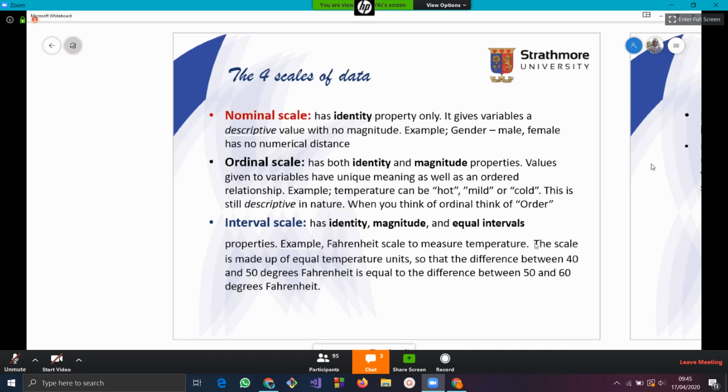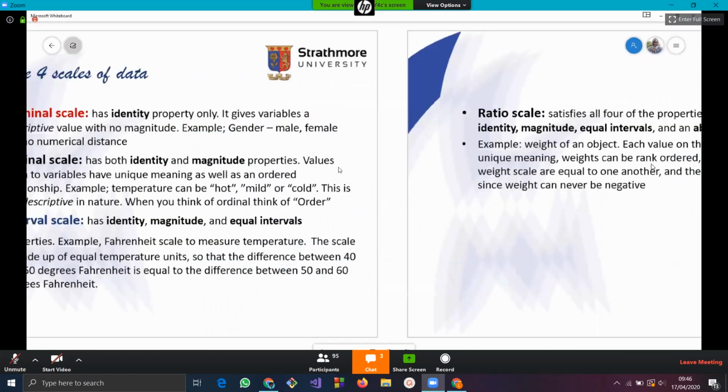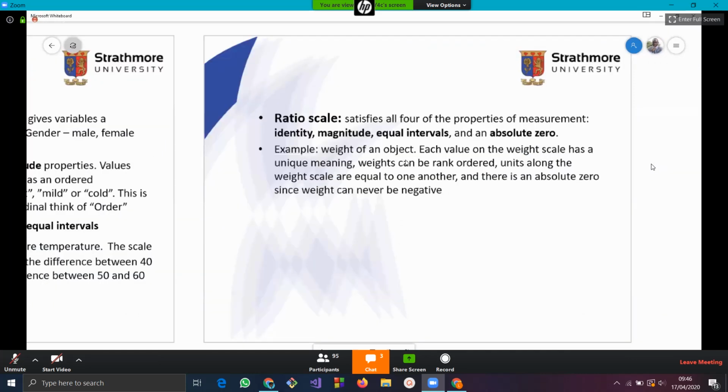And then finally, we have the most important, it's called a ratio scale. Ratio scale has all the 4 properties. It has identity, magnitude, intervals, and an absolute zero. I want to focus on absolute zero. An example of a ratio data set or scale is the weights of objects. Now, an object, when it has a weight of 0, it can never go below 0. You can never have negative weight. So absolute 0 is like a true 0.